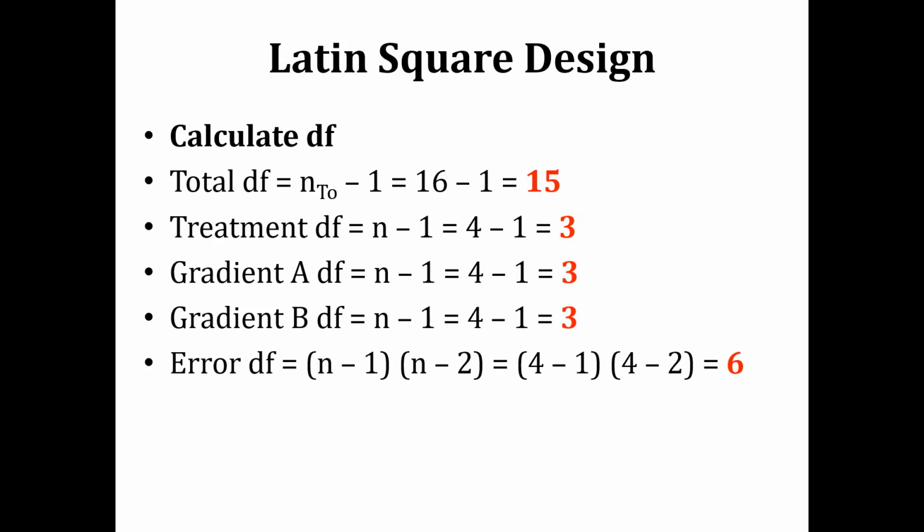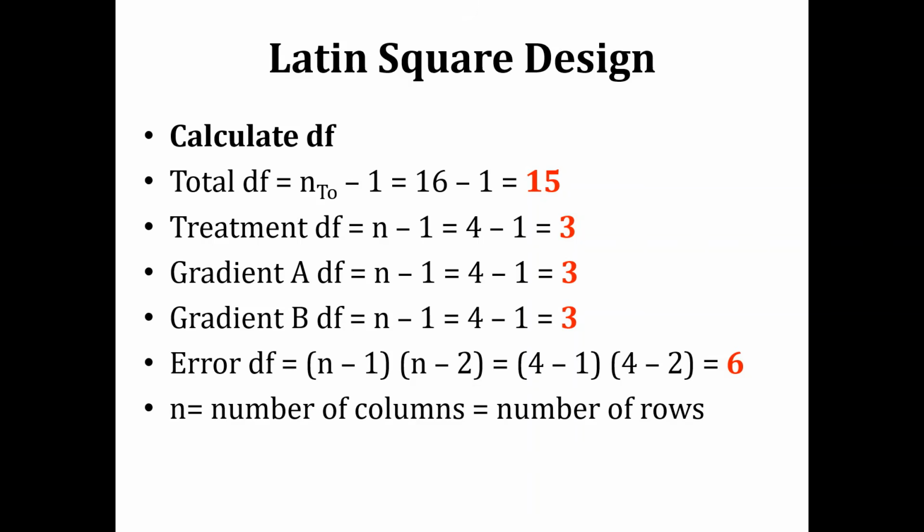And then we have the error degree of freedom. And for that purpose, we have to multiply n minus 1 and n minus 2. So what is n here? N is the number of columns, which is equal to the number of rows, because this is the square design that we have. So in the square design, we are going to have the same number of columns and the same number of rows, which is 4 in this case. So 4 minus 1 and 4 minus 2, we multiply them and we get 6. So this is the degree of freedom for error. So now we have calculated the degrees of freedom.